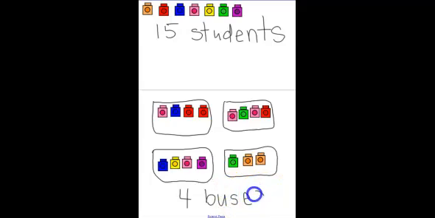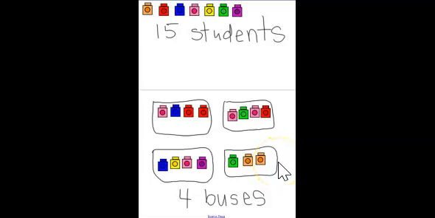So you do not have to have any kind of fancy bus or students. You can even use your Unifix cubes to act out problems, and you can draw things. That is a really fun way to understand word problems.